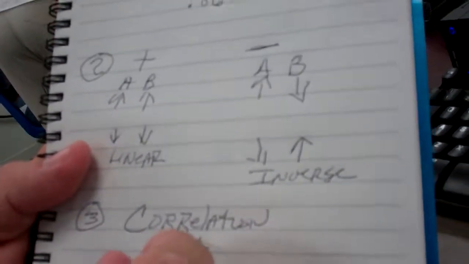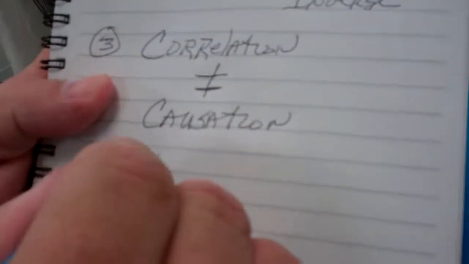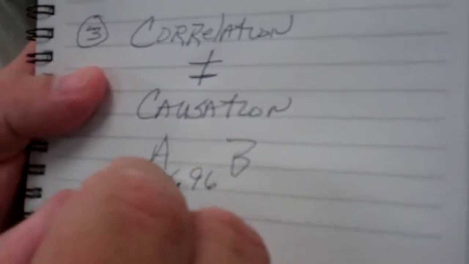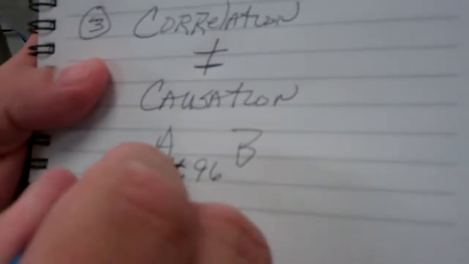Now, the third and the final point that you have to understand about correlation is that, and I'm going to write the last 2 paragraphs in your book in this little equation. Correlation does not equal causation. Now, what that means is just because you have a high correlation between two things, for example, 0.96, that's pretty high. And if there's no sign in front of it, it's assumed plus.